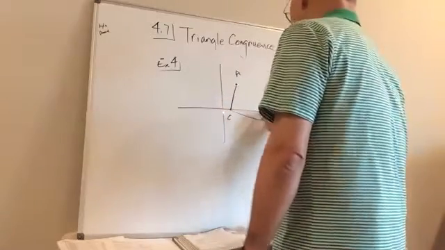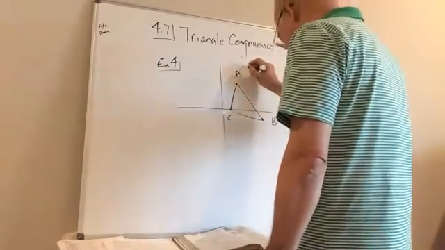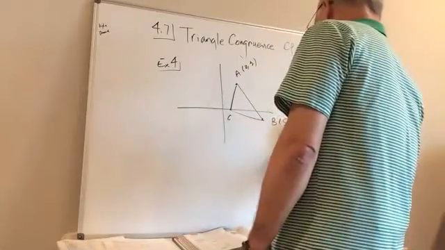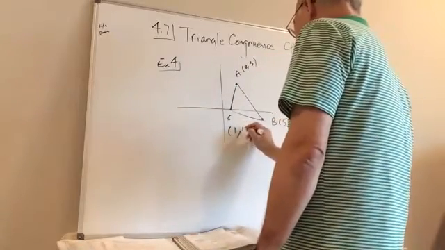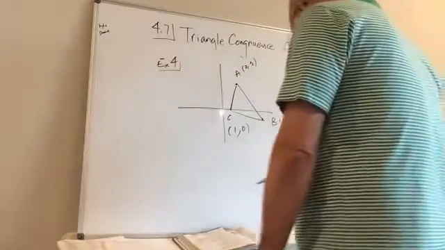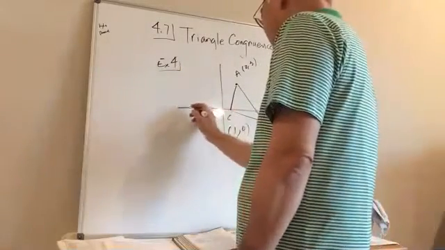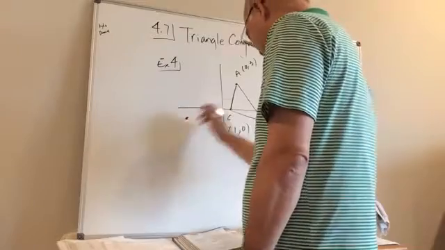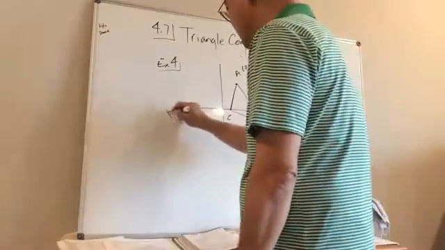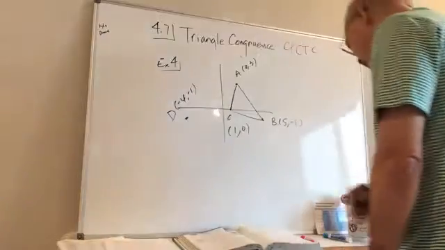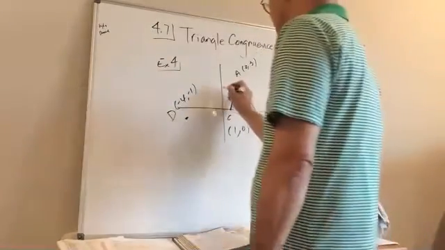I have this triangle. A was what? (2, 3), (5, -1), and (1, 0). Then I have D, E, F. D is (-4, -1). So this is D. And then I have E, which is up here.